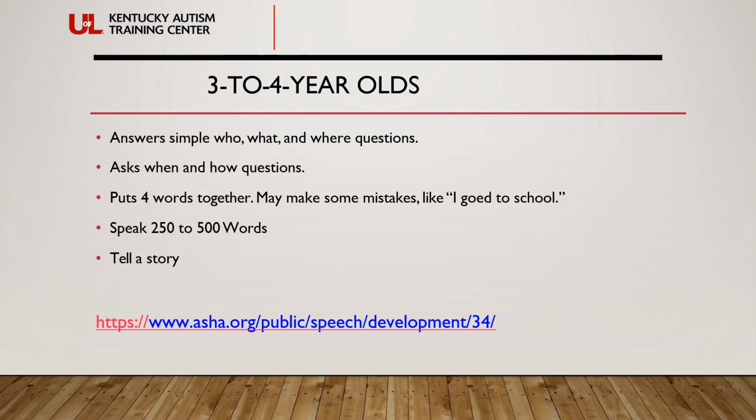We know that the average 3 to 4-year-old is going to be able to answer simple questions and ask simple questions involving who, what, when, and where. We know that probably they can make around 4-word sentences. For example, I go to school. They may have grammatical errors, but they can speak those simple sentences. And they should have between 250 to 500 words on average and tell a simple story.